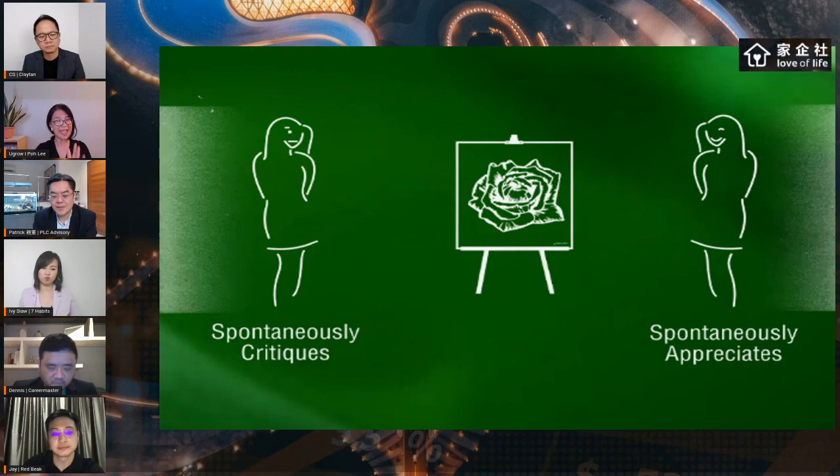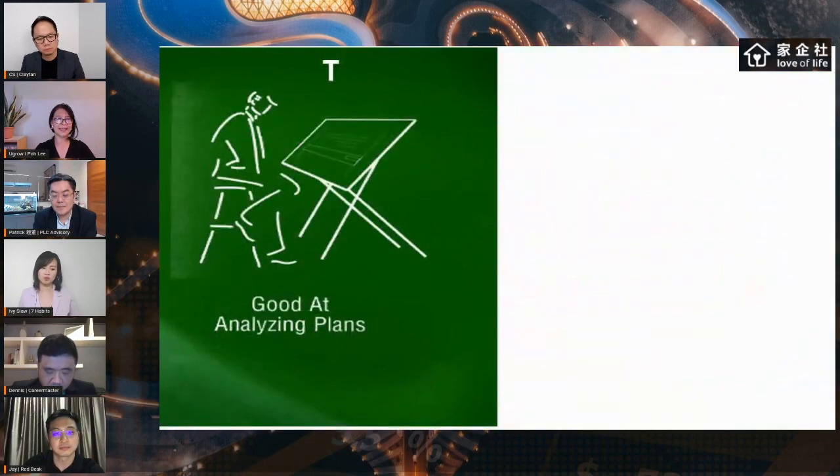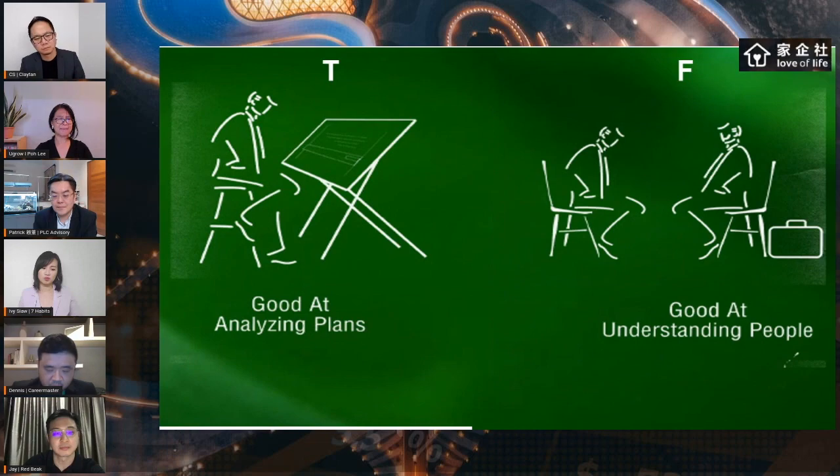At the end, F, when they make decisions, they want harmony. They want a very positive interaction. They are guided by their personal values. They are more empathic. And T will be good at analyzing the plan, but F will be good at understanding people.